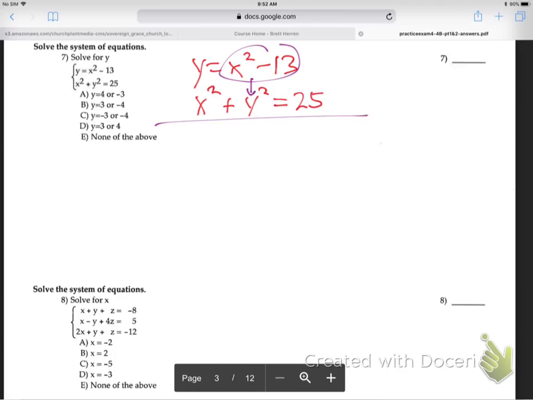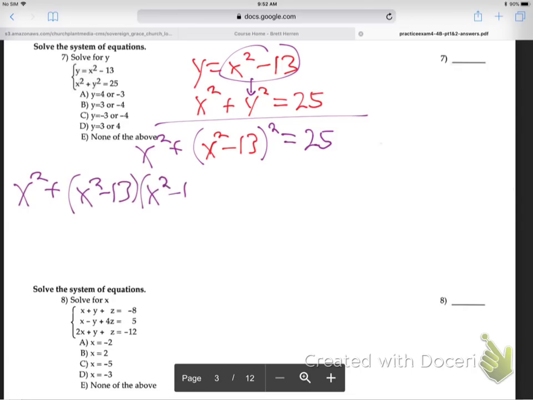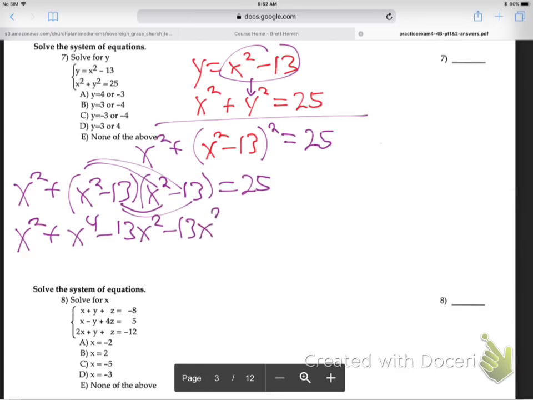These are fairly challenging. So we get x squared plus x squared minus 13, squared, is 25. Did y'all see that okay? So then that's x squared plus x squared minus 13 times x squared minus 13. And that's boom and a boom. x to the fourth minus 13x squared minus 13x squared plus 169 is 25. Becomes a big mess, huh?